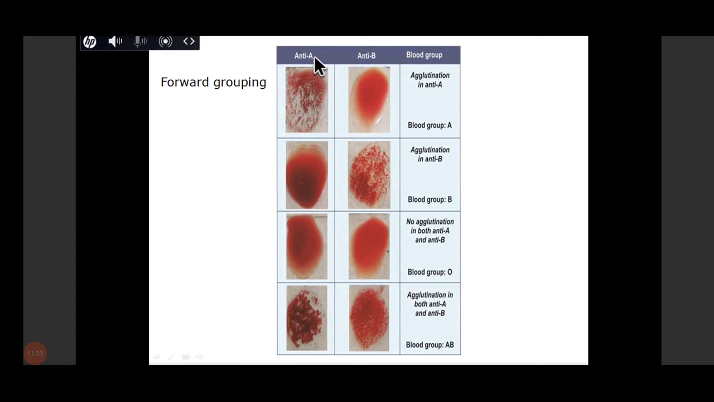We put anti-A to them, and the person has antigen A. So they will react with this and form an agglutination, and we know the person has blood group A. In B, this is what will happen: it will react with the anti-B because they have antigen B in them. In O blood group, we do not have any antigen, so they will not react with any of the antibody. In AB blood group, they will react with both.